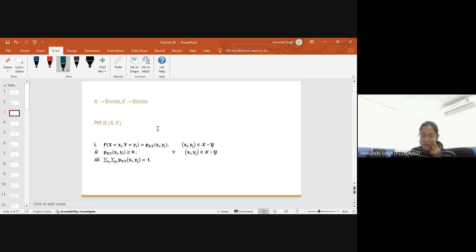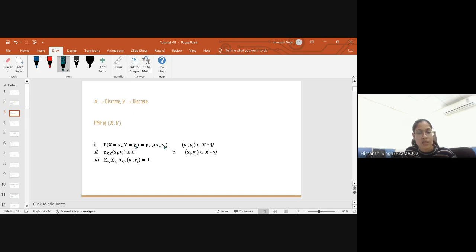So now we are considering that X and Y are both discrete random variables. Then the probability mass function of this random vector (X, Y) will be the probability that X is equal to x_i and Y is equal to y_j. We will denote the joint PMF by p_XY(x_i, y_j).